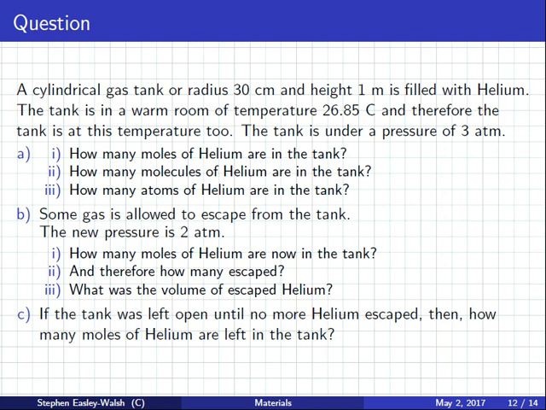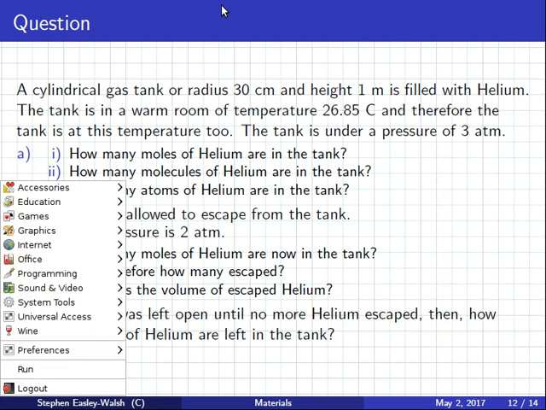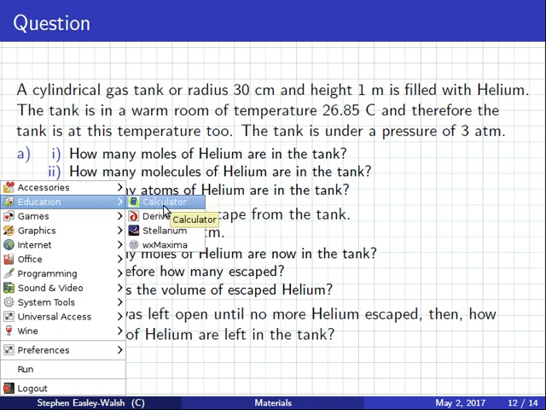Now, let's see. You'll have to use your PV equals nRT formula. You know the P, you know the V, you know the R, you know the T, so give me the N. Can we use another way? Yes, there is, but you would need to know something about helium that I didn't tell you.